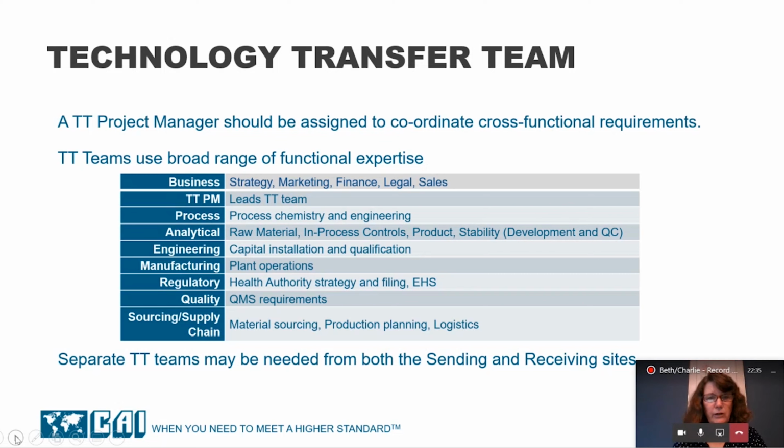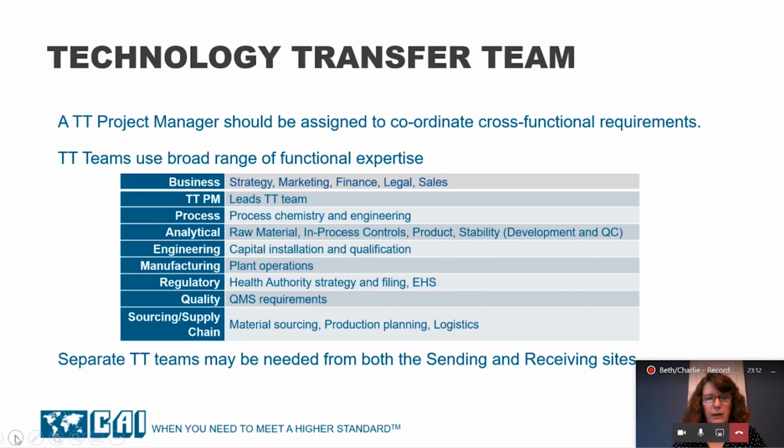You have to have process knowledge for process chemistry and engineering. Analytical is a key piece covering raw materials and process controls, product stability, covering both development and quality control functions in the organization. Then you have engineering. That's for capital installation and qualification. Manufacturing is often needed much earlier in a technology transfer to know that your operational readiness is going to be established with the knowledge transfer that's occurring.